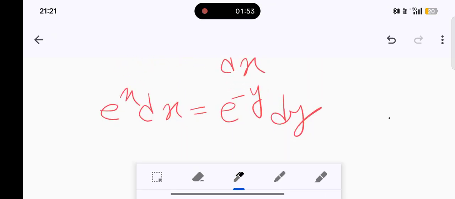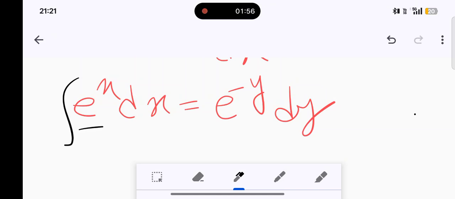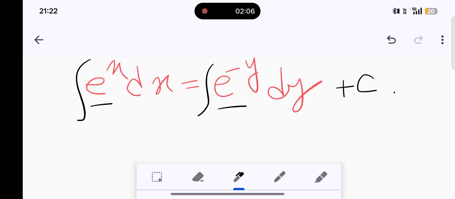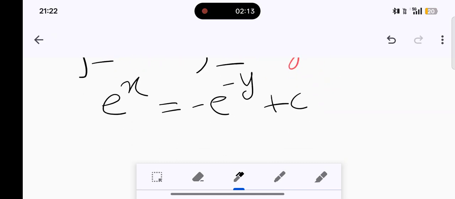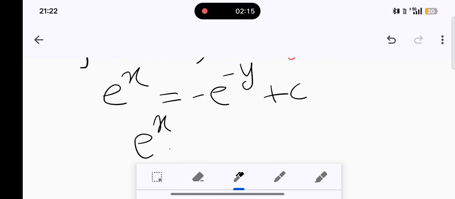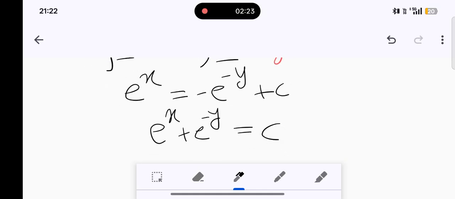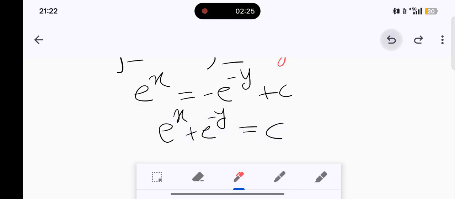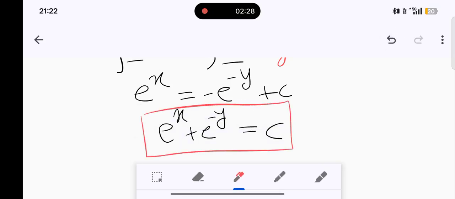Now I have to integrate both sides. This is the function of x with dx and this is the function of y with dy. It's an exponential function. Now plus c. What is c? C is the indefinite integral constant. Integration of e to the power x is e to the power x. Integration of e to the power minus y is minus e to the power minus y plus c. So the solution is something like that: e to the power x plus e to the power, not y actually, minus y, equals c. Well, this is the solution of this differential equation.